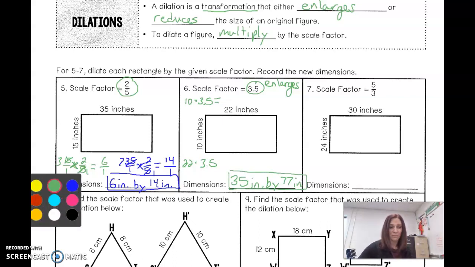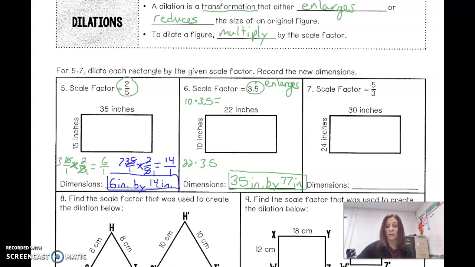All right, scale factor 5/3. Don't just say because it's a fraction, it's being reduced. This is also going to enlarge it because this is a number bigger than 1. Okay, but we're multiplying, so don't change it to a mixed number.